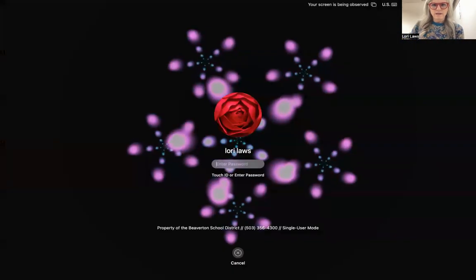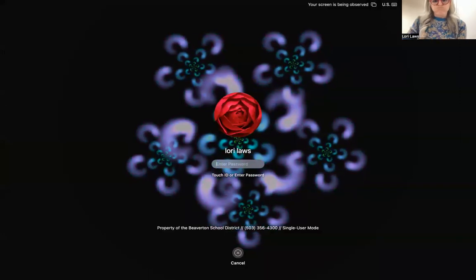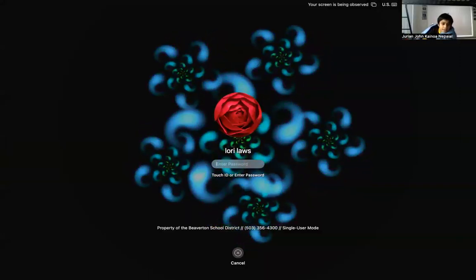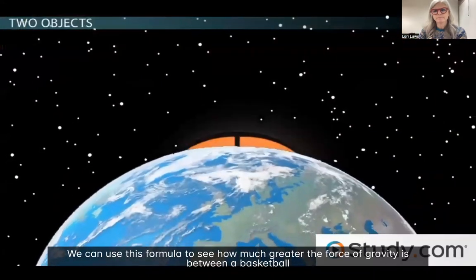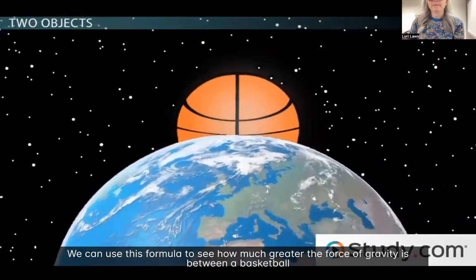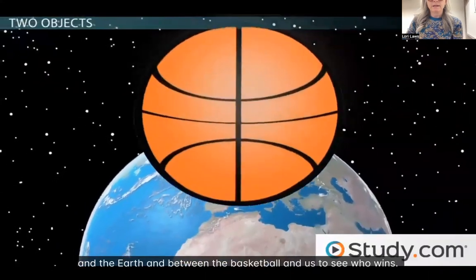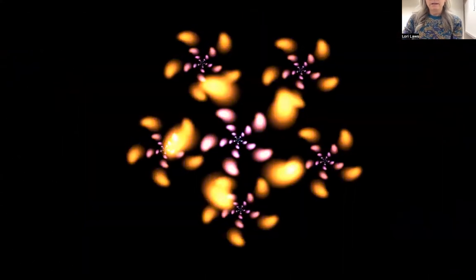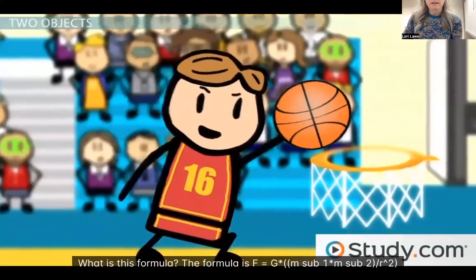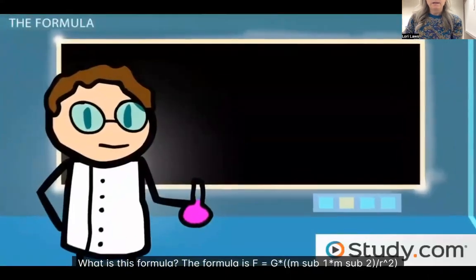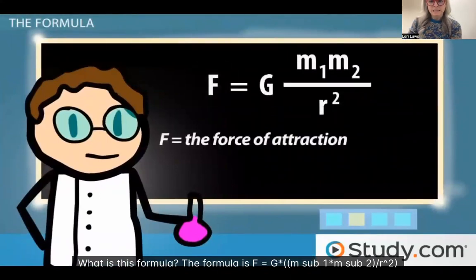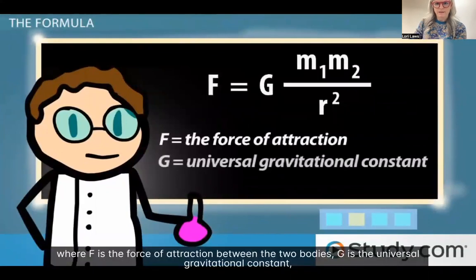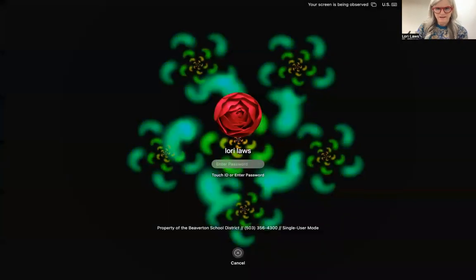This is the force that Sir Isaac Newton created a formula for. So today, I can't see it because it keeps I know, it keeps between doing two that. objects. We can use this formula to see how much greater the force of gravity is between a basketball and the Earth, and between the basketball and us, to see who wins. What is this formula? The formula is F equals G times M sub 1 times M sub 2 over R squared, where F is the force of attraction between the two bodies. G is the universal gravitational constant.